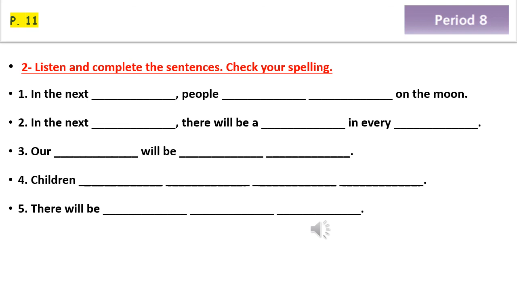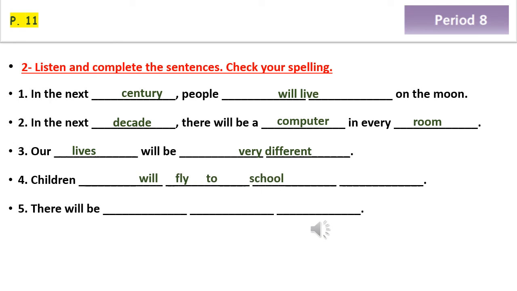Okay, let's check the answers. Number 1. In the next century, people will live on the moon. 2. In the next decade, there will be a computer in every room. 3. Our lives will be very different. 4. Children will fly to school. 5. There will be no more schools.